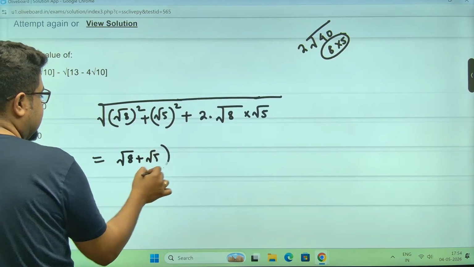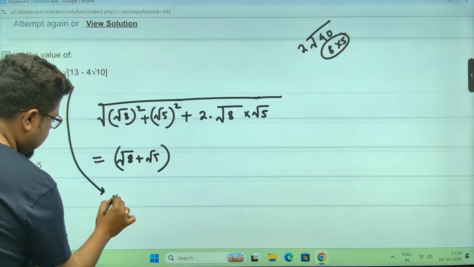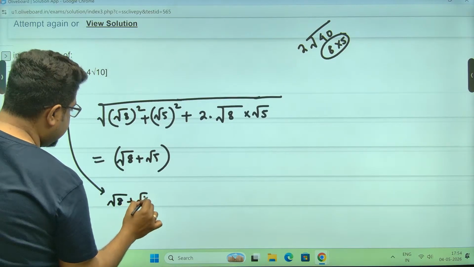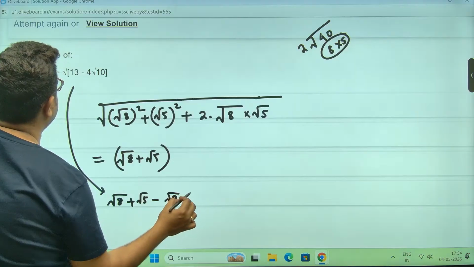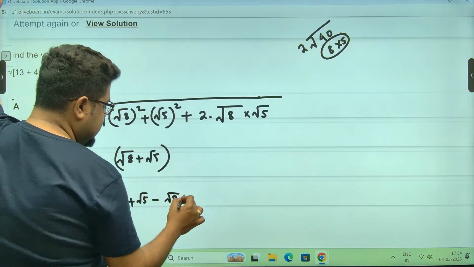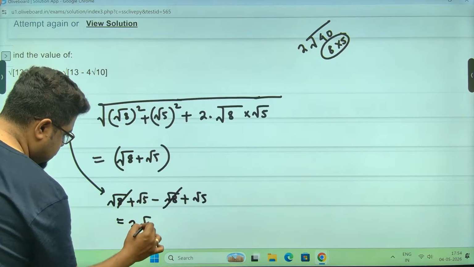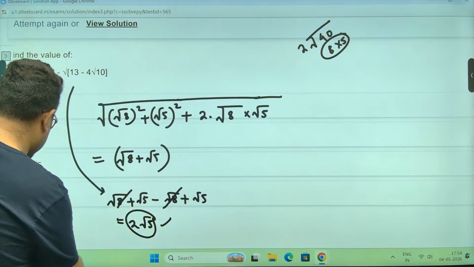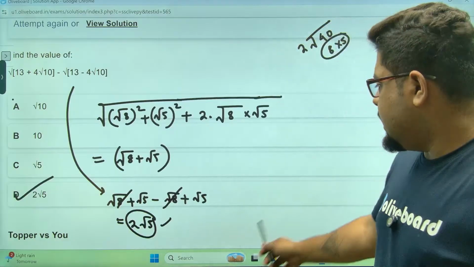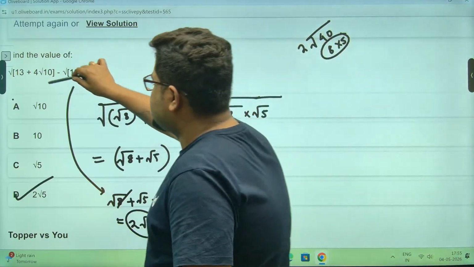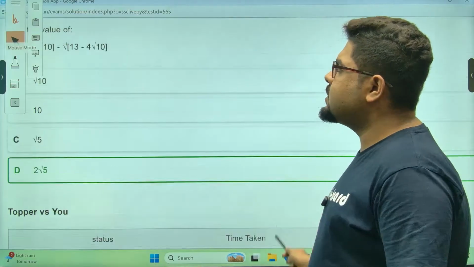Square root meaning it will cancel. So ultimately from here I can write this is root 8 plus root 5. This is root 8 minus root 8, and minus minus plus root 5. This is gone. So I can write this as 2 root 5. Option number 4, D, is your correct answer, just doing a little bit of square rooting.